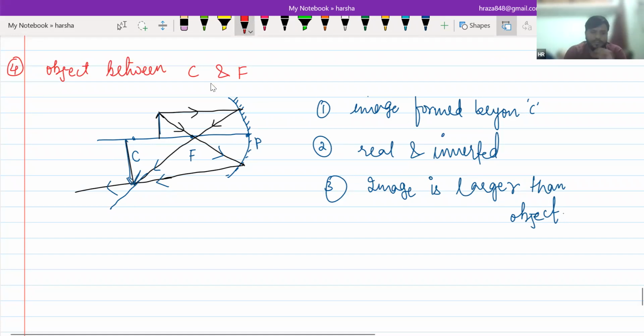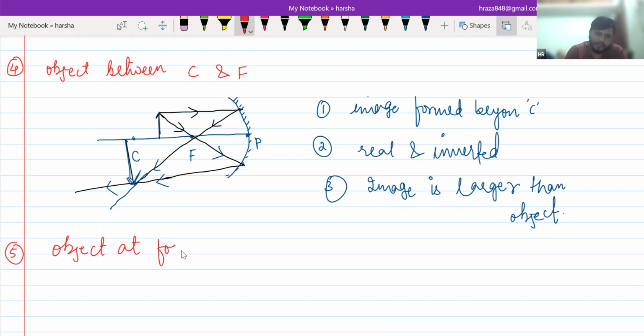And then the fifth comes: object at focus. Please do it, and if you have any doubt in this fourth case, let me know.